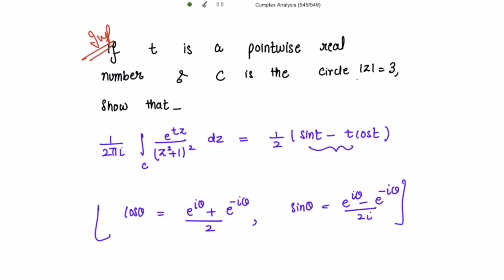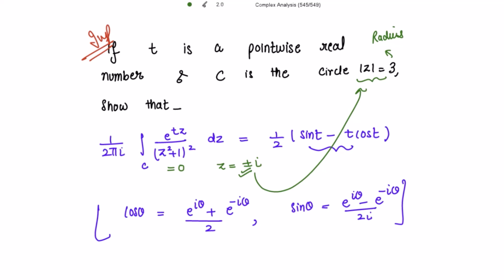Now the circle given is |z| = 3. 3 is the radius of the circle. When taking this denominator equal to 0, we are getting the points z equal to plus minus i. Are these points lying inside this circle? Yes, both the points lie inside this circle. So we will apply the Cauchy's integral formula for both these points, right? Let's move on to the solution.